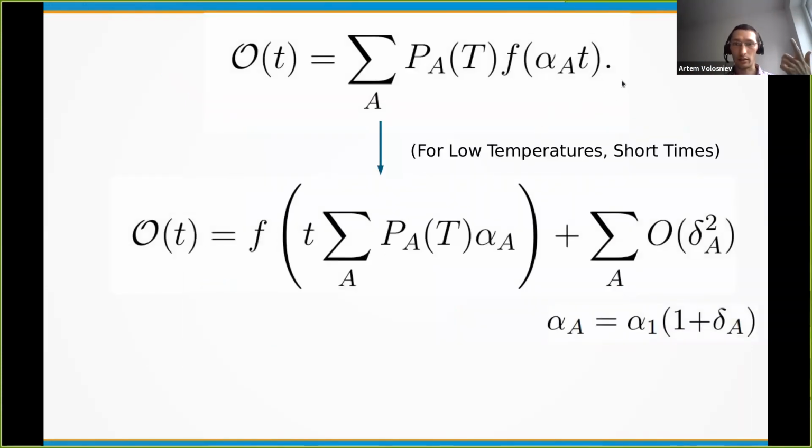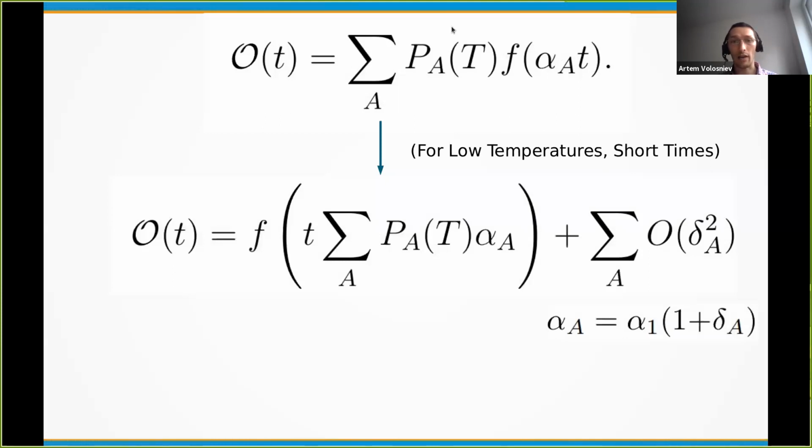Let me tell you that again. What I just told you is this first line. The observable is just a sum over this Boltzmann factor, and then there will be some function, which in principle depends on the observable and which I don't know. But what I do know is that it's the same for all manifolds. The only difference is that there would be a different time scale.